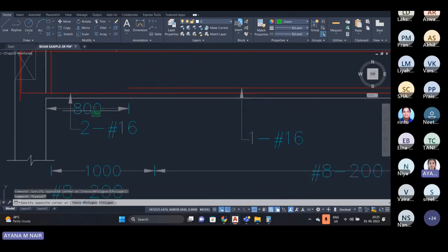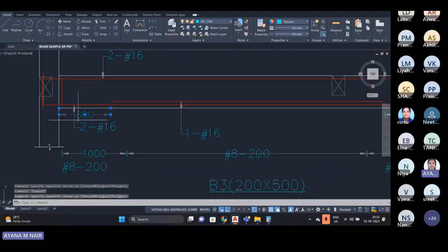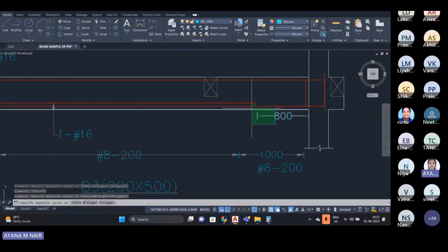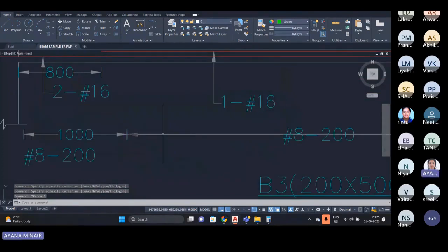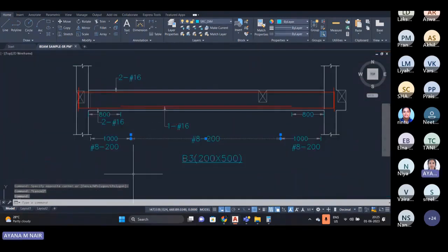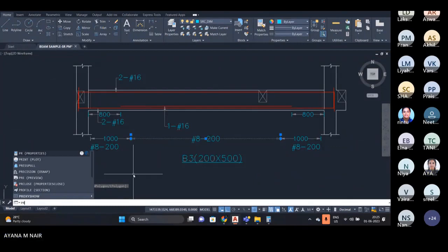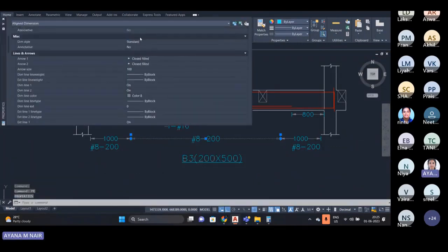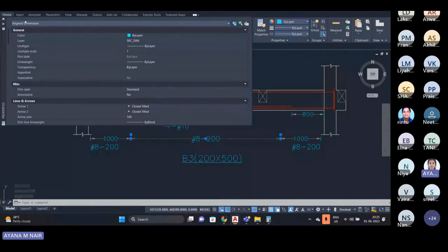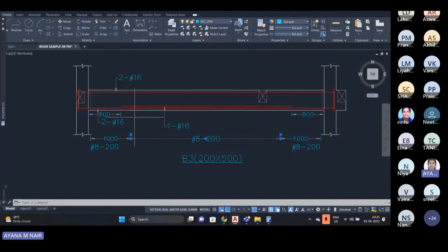Now, in case of dimensions, the dimensions should be in the SRC dimension layer. And this also you have to note: while checking the properties, you can see this is in aligned dimension. So this dimension should always be in aligned dimension. Sometimes it may be in rotated dimension, so we have to change it accordingly. Okay.